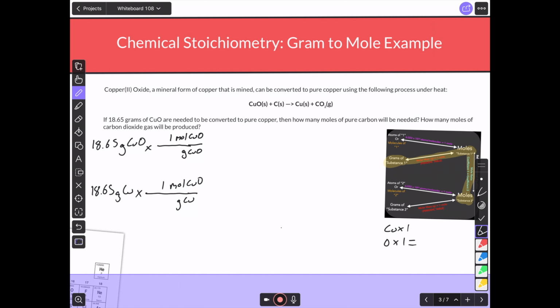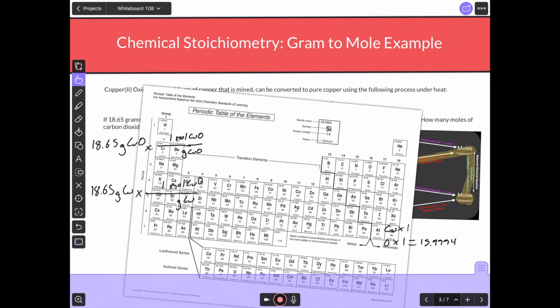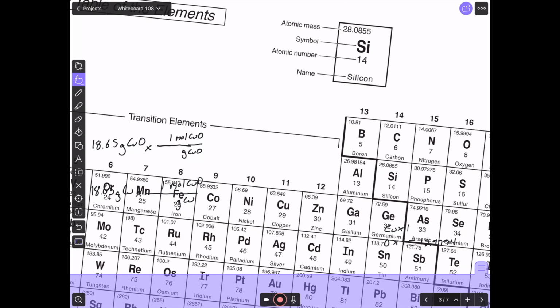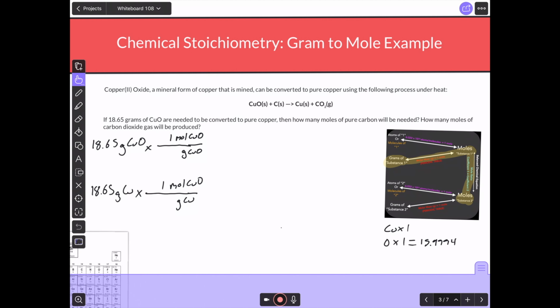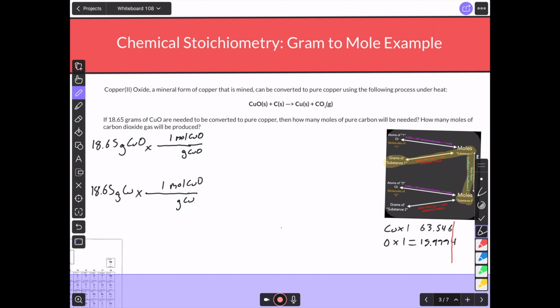Well, I know that oxygen is 15.9994, and I think copper is 63.456, but let's look. It's 63.546. I'm glad I looked. 63.546. So my sig figs will end here.